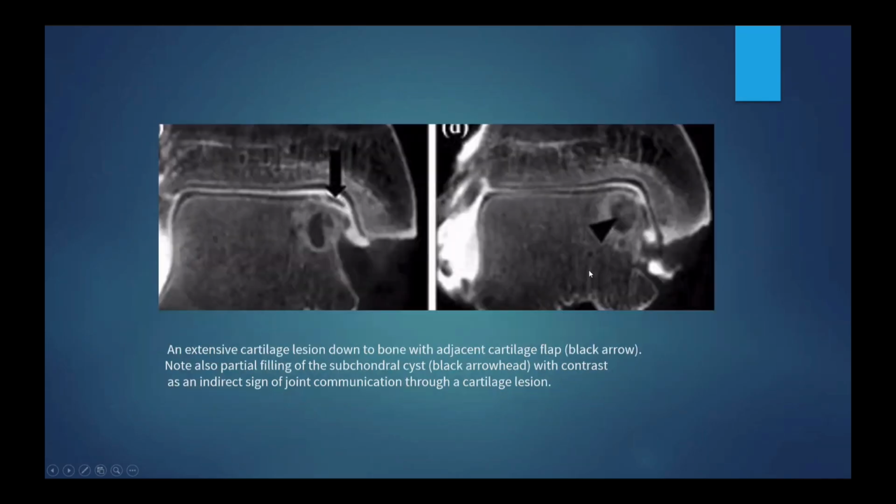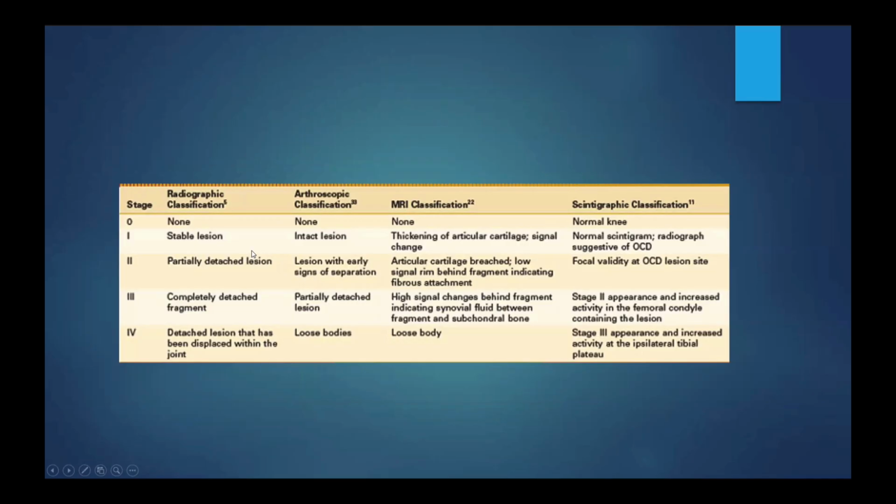Here I have an example of an extensive cartilaginous lesion down to the bone with an adjacent cartilaginous flap. The cartilage is disrupted in this area. In this case, after arthrogram and contrast injection, we noticed the contrast passing through it, indicating communication. This is an unstable kind of injury. And these are the different stages of osteochondral lesions and stability.